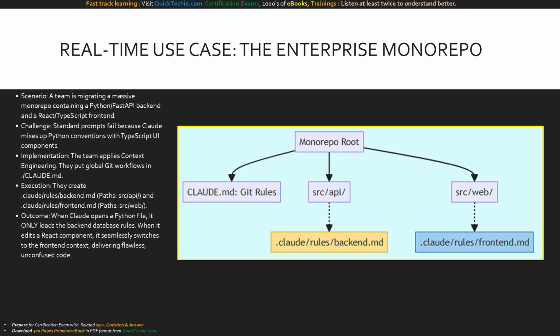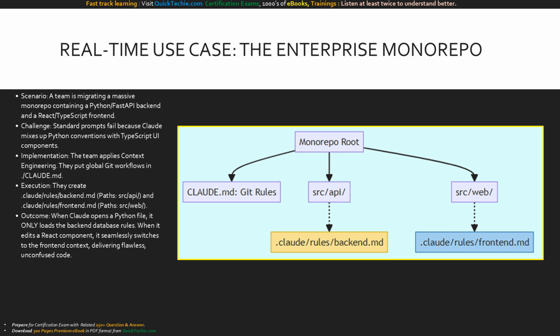We put universal Git workflows in the root Claude.md. Then, we create path-scoped rules, one for the backend API and one for the front-end web folder. The outcome is spectacular. When Claude opens a Python file, it strictly loads the database rules. When you ask it to fix a React component, it drops the Python context and dynamically loads the UI rules. This guarantees flawless, unconfused code generation at enterprise scale.